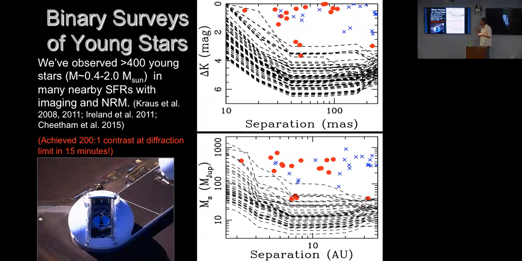Okay, so we've used this for binary surveys of young stars for hundreds of stars now. I think the over 400 is probably obsolete. We've added more since. Observing young stars in nearby star-forming regions with imaging and with non-redundant masking. And this shows really the key of why this works so well. This is a plot of contrast in magnitudes, 0 down to 6 or 7 down here, versus separation in milliarcseconds. So here's 100 milliarcseconds. Lambda over D on Keck is going to be here, and we're getting 4 to 5 to 6 magnitudes of contrast, and these were relatively quick observations, 15 minutes per star.